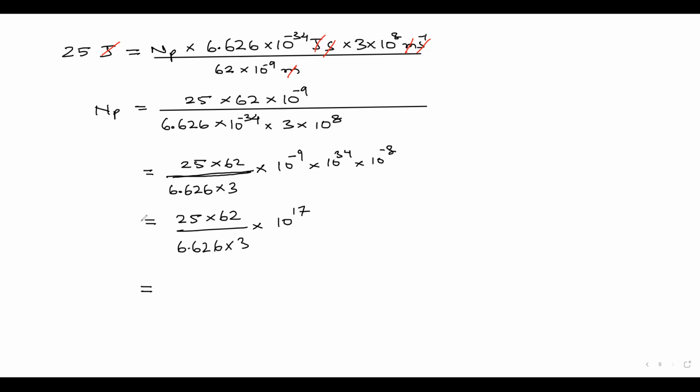Khalid has also answered. Both of you are very near. Because you have used 6.6, that is why. Otherwise, the answer would be 7.79 into 10 to the power 17 photons per second.